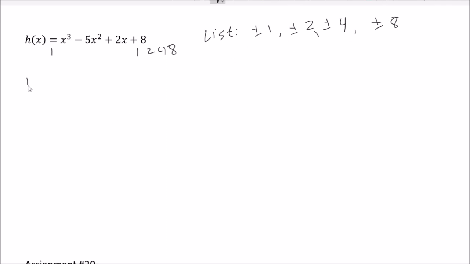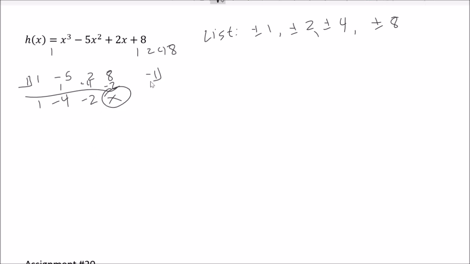I like to start with 1, although I can already see 1's not going to work because you're going to have a 1 and a 5. Those won't cancel out, and a 2 and an 8 aren't going to cancel out either. But I'm going to run through it anyway just so you can see. So 1, -5, 2, 8. So pull the 1. 1 times 1 is 1. You get a -4, -4. -2, -2, and that doesn't come out to be 0. It comes out to be 6.